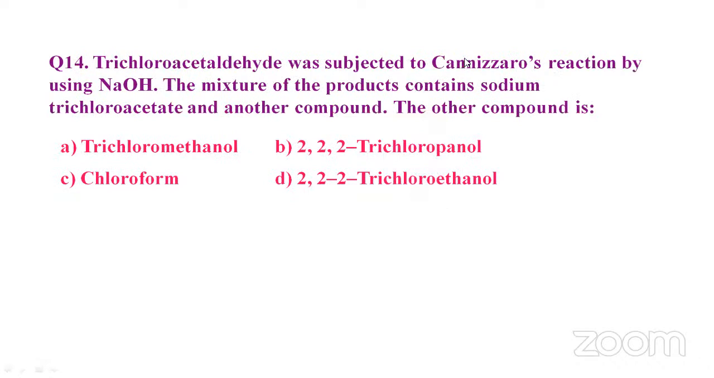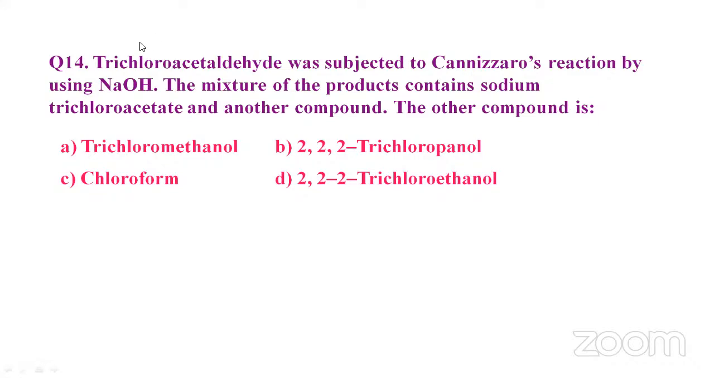Trichloroacetaldehyde was subjected to Cannizzaro reaction. So there is a compound trichloroacetaldehyde, which was reacted with NaOH. The mixture of products contains sodium trichloroacetate and another compound. So two compounds will be formed. One compound obtained is sodium trichloroacetate. They are asking which is the other compound.